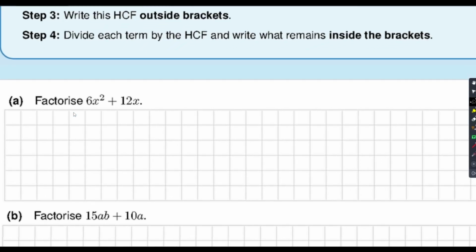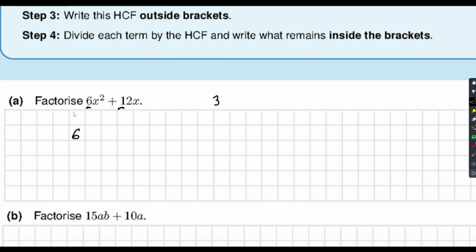So highest common factor, basically what we do, we always start by looking at the numbers, so 6 and 12. And we ask ourselves, what is the biggest number that goes into 6 and goes into 12? So 3 would be an example of a number that goes into 6 and goes into 12. 6 divided by 3, that goes in evenly, there's no remainder. 12 divided by 3, that also has no remainder. However, is that the highest number that goes into both of them? It's not. The highest number that goes into both 6 and 12 is going to be 6.